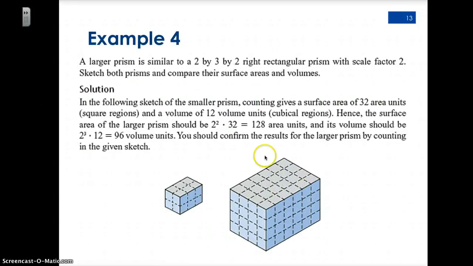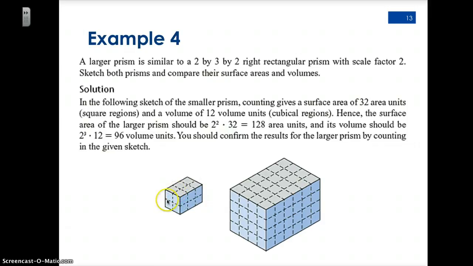And I think this is the last example. This is surface area scale factor. So surface area is not cubed, surface area is squared, because surface area is a square measurement unit. So if this one is 2 by 3 by 2, as it says up here, and it's a scale factor of 2, the surface area of this rectangular prism is 32.